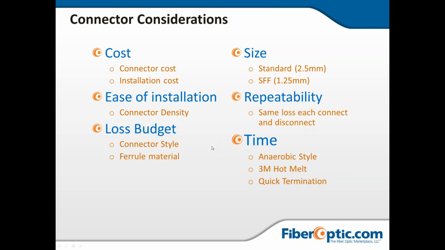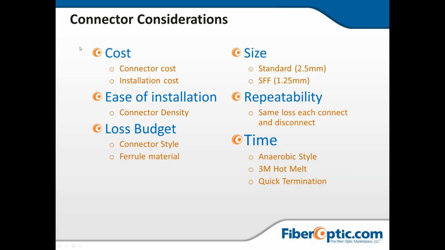So, cost considerations, there are six of them to go over. First is cost. Second is ease of installation. Third is loss budget. Fourth is size. Fifth is repeatability. And the sixth is time. Once again, they all tie together.